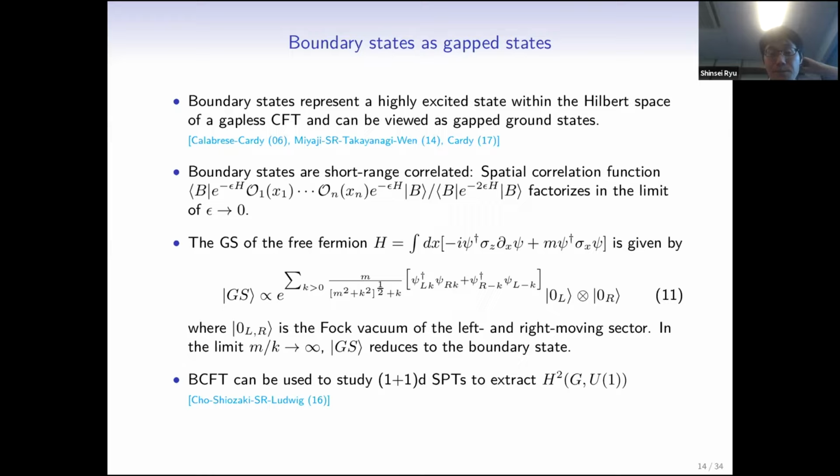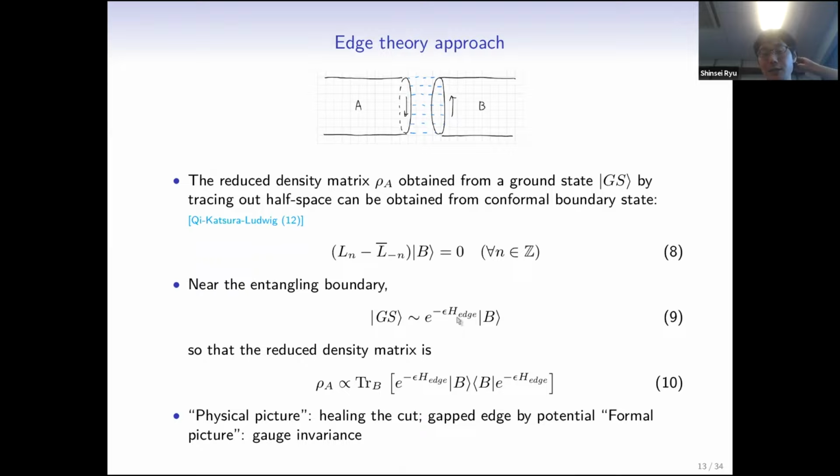May I ask you a question? Yes. In this approximate formula for the ground state, e to the minus epsilon H, H has this tunneling factor. H is actually the conformal Hamiltonian. So you don't put in the tunneling effect you were talking about, right? So this is a gapless Hamiltonian.